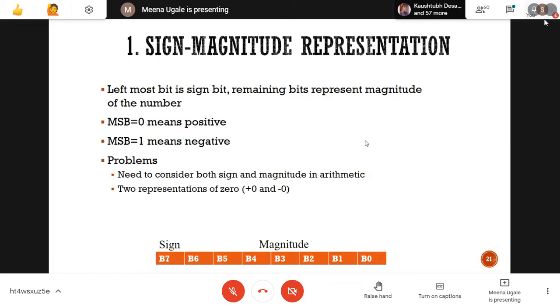Now what happens with this kind of representation? There are some disadvantages for this. Every time you have to consider both sign and magnitude in the arithmetic, because you have to always check what is the MSB. If it is 0, then it is positive. If it is 1, then it is negative. So you need to consider both sign and magnitude in the arithmetic. Arithmetic means whatever the next operations you will be performing. And there are two representations for 0. If it is plus 0, I will write separately. If it is minus 0, I will write separately. That is the disadvantage or problem with this kind of representation.